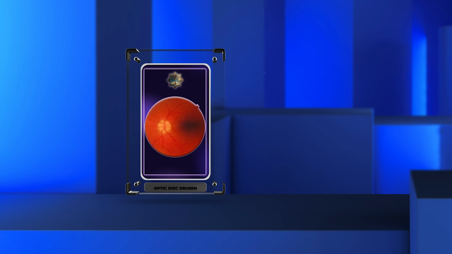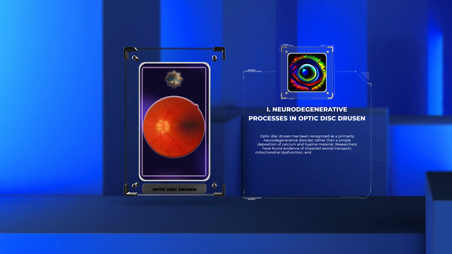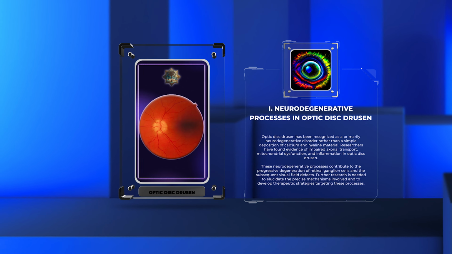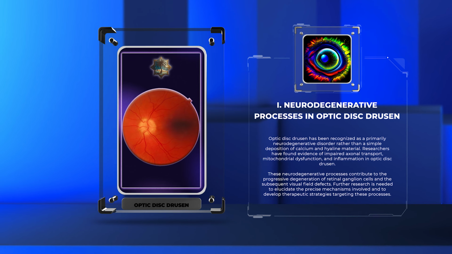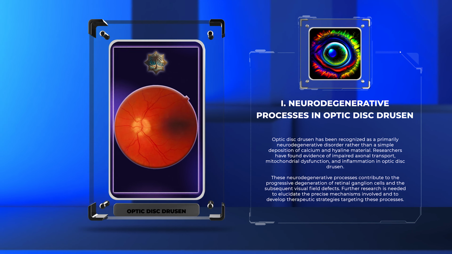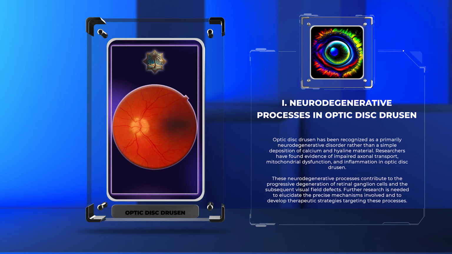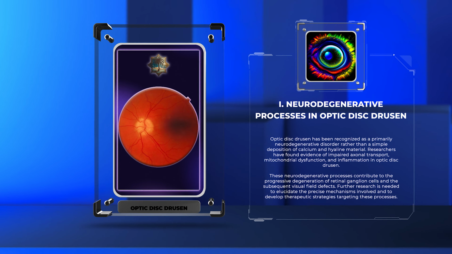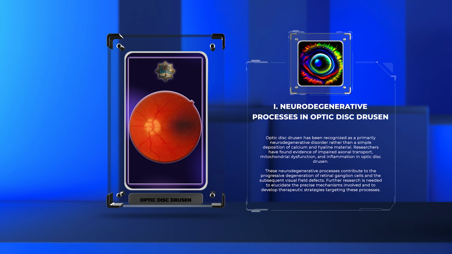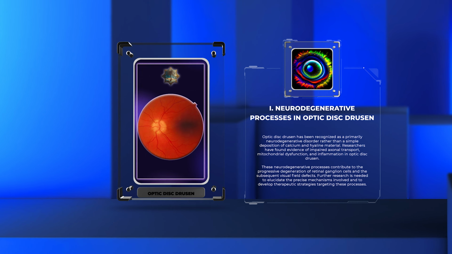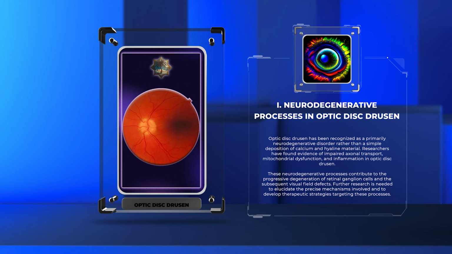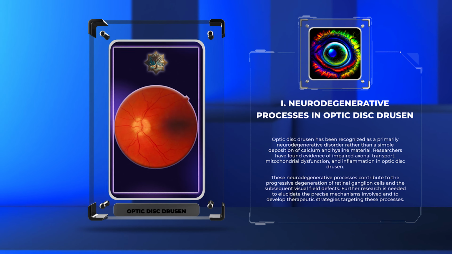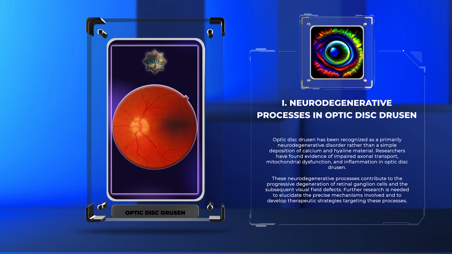Optic disc drusen has been recognized as a primarily neurodegenerative disorder rather than a simple deposition of calcium and hyaline material. Researchers have found evidence of impaired axonal transport, mitochondrial dysfunction, and inflammation in optic disc drusen. These neurodegenerative processes contribute to the progressive degeneration of retinal ganglion cells and the subsequent visual field defects. Further research is needed to elucidate the precise mechanisms involved and to develop therapeutic strategies targeting these processes.